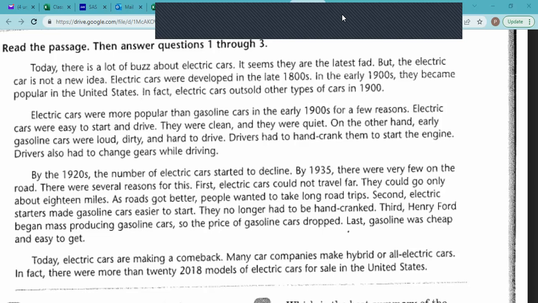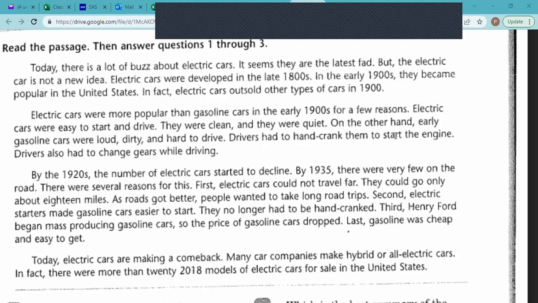Third, Henry Ford began mass producing gasoline cars. So the price of gasoline cars dropped. Last, gasoline was cheap and easy to get. So today, electric cars are making a comeback. Many car companies make hybrid or all electric cars. In fact, there were more than 20 2018 models of electric cars for sale in the United States.